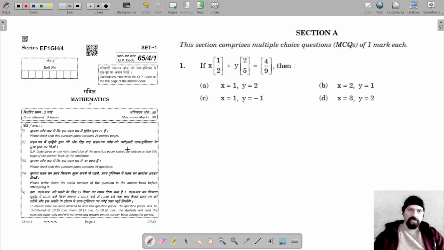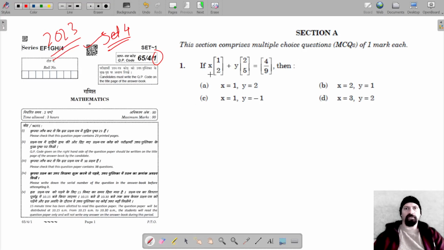Here we are about to start set 4. This is set 4 of year and subset 1 of set 4 of year 2023. And we are about to start with section 1, which has multiple choice questions of 1 mark each.